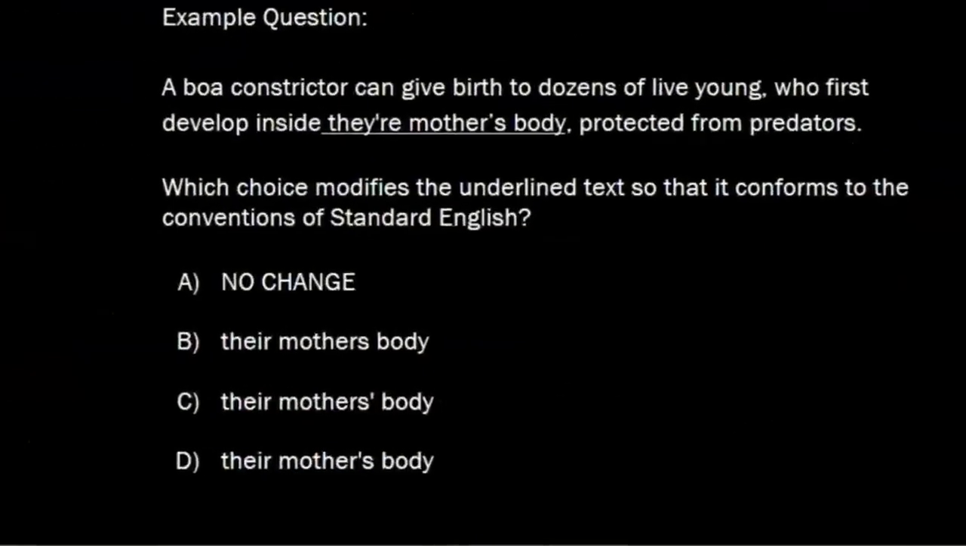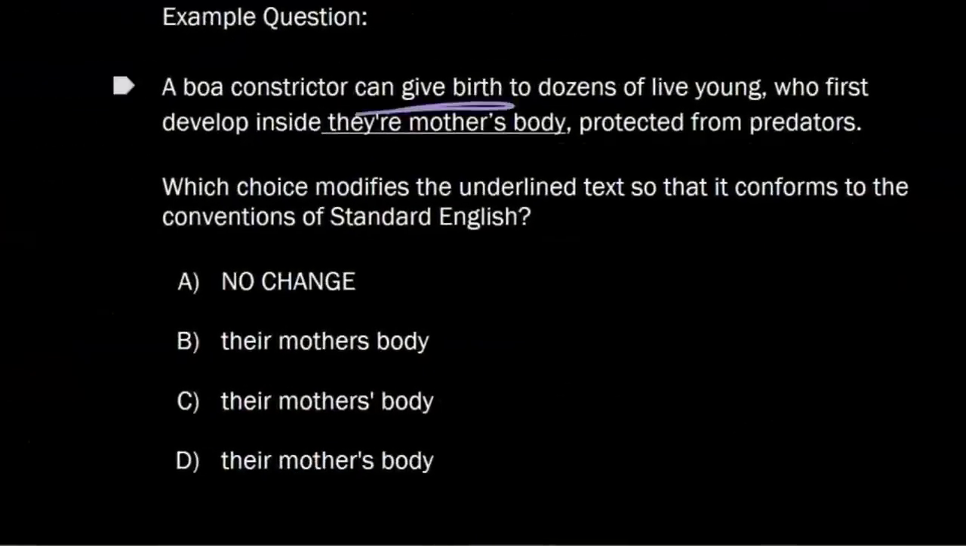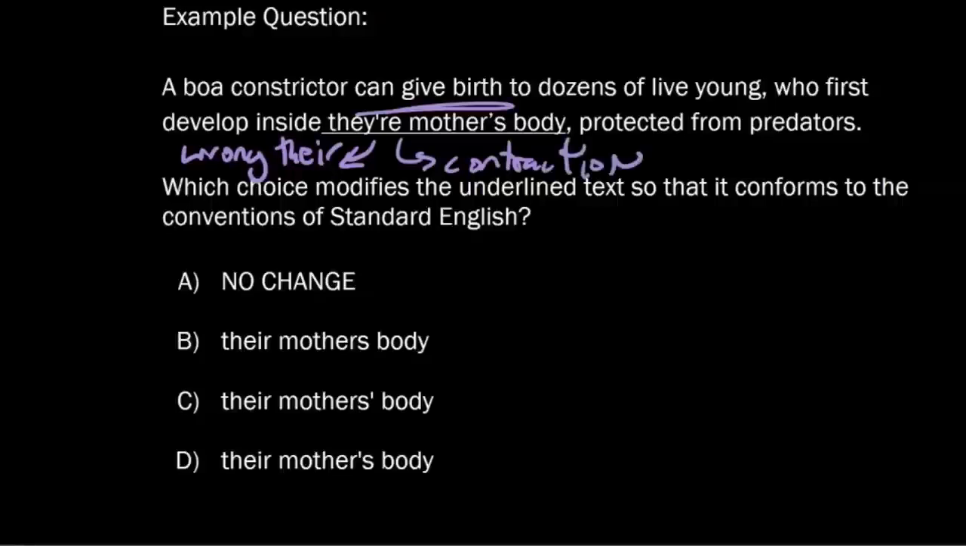Take a look at this. A boa constrictor can give birth to dozens of live young who will first develop inside "they're" mother's body protected from predators. That is what this says here, right? This is a usage of the wrong "there". Okay, it's the wrong one. Right, "they are" doesn't make sense. Just think about it. Expand the contraction if you need to. And if it still makes sense, put it down in the comments. Make sure that we know. All right, if you need more help with all the different theirs.